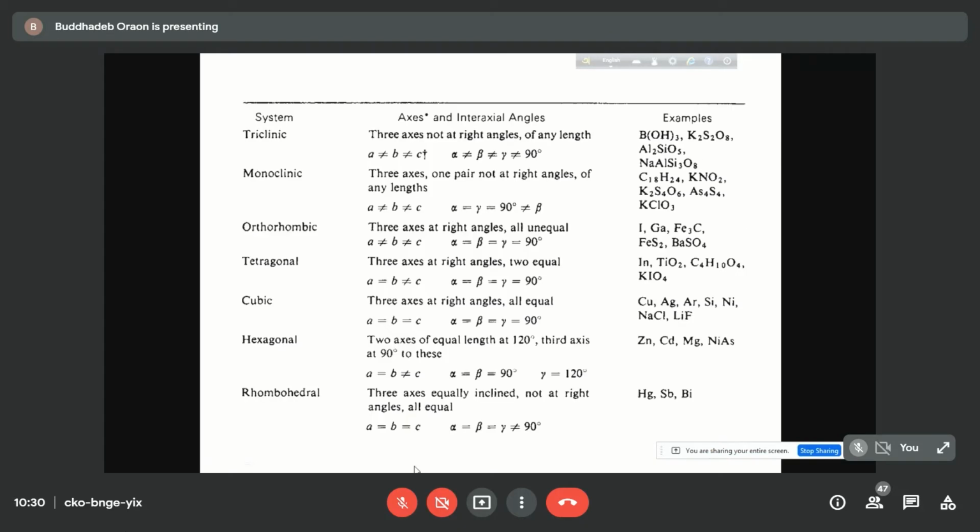So these are known to you: 7 crystal systems: triclinic, monoclinic, orthorhombic, tetragonal, cubic, hexagonal, rhombohedral. Now, under each of these, you have got the different numbers of crystal structure. Like under cubic, there can be 3 possibilities. So we have got simple cubic, body centered, face centered.